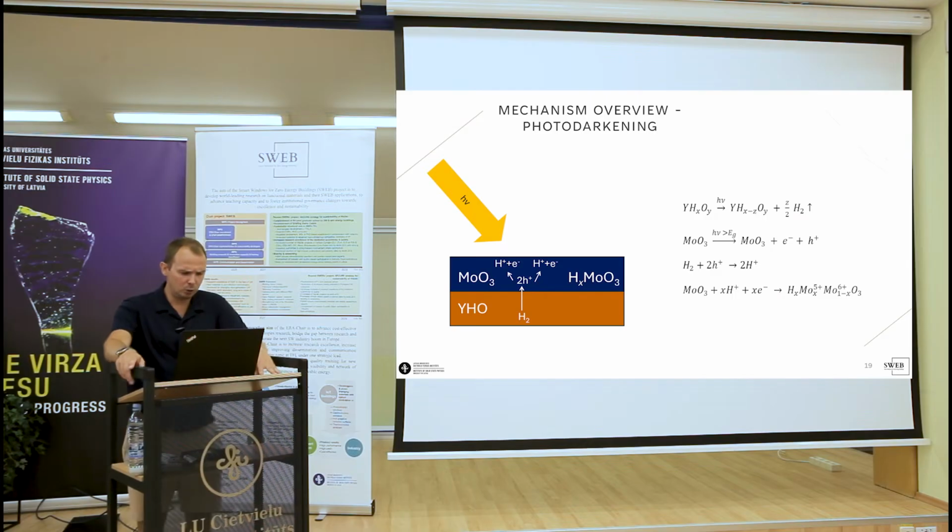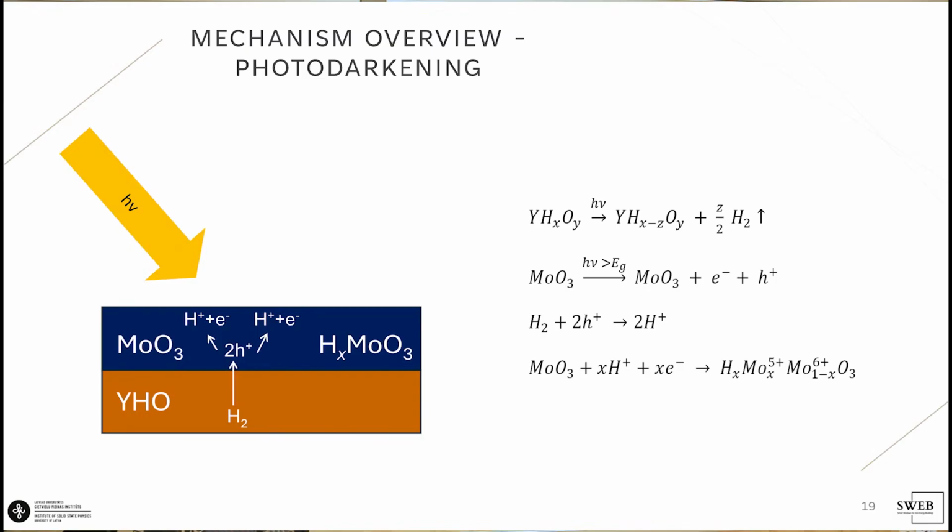So this is the overview of the mechanism we believe is behind this. We illuminate the bilayer structure, hydrogen is released from yttrium oxide hydride, it migrates into the molybdenum trioxide. In the meantime, electron and hole pairs are formed in molybdenum trioxide, and the reaction happens that molybdenum bronze is formed, and we in principle should see the partial reduction of molybdenum in the molybdenum oxide layer.